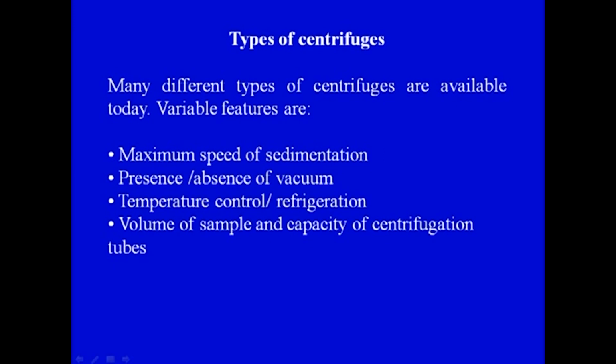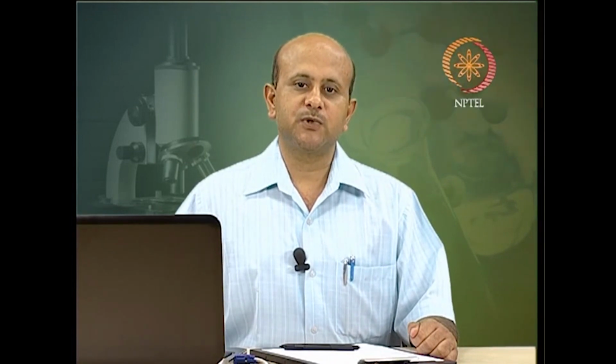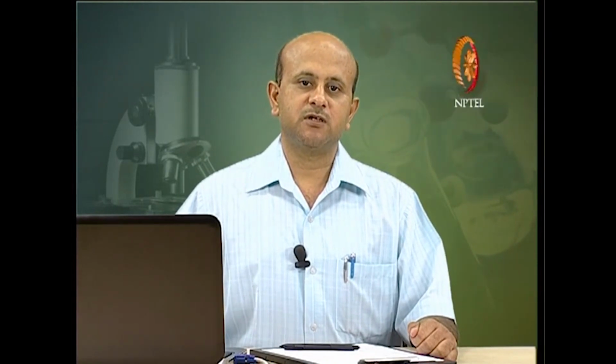Then another important factor is how much volume of sample could be taken by a particular rotor type. That means, what is the sample capacity, or the volume of sample, and the capacity of the centrifugation tubes. For example, if you can put 5 tubes, what is the volume which could be kept in there, and we will be discussing these aspects as we go along. So, let us start with different types of centrifuges here.